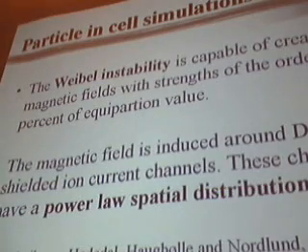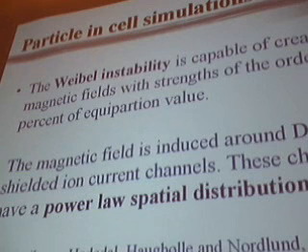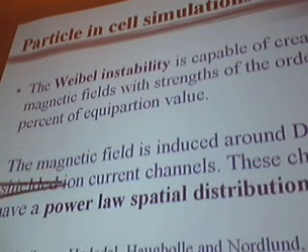So we have been doing particle in cell simulations, and as Jakob explained, the Weibel two-stream instability is capable of producing magnetic fields strong enough to match observations. And another point is that these magnetic fields in the shock region are power-law distributed spatially.